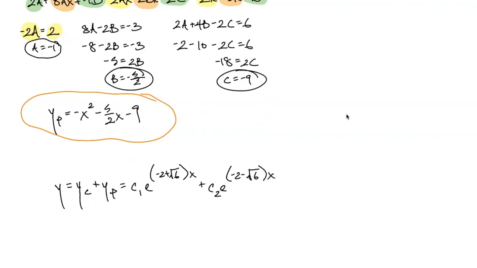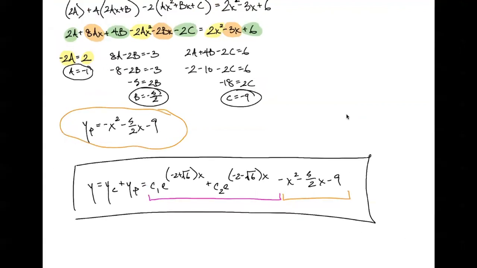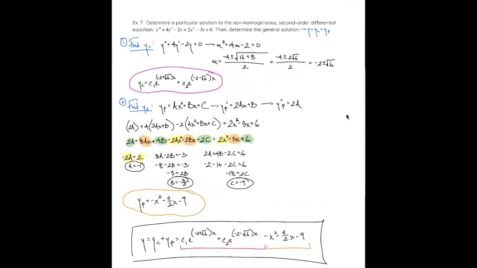That's my complementary part. And then minus x² minus 5/2 x minus 9. And this is the y sub p part. Okay. And once you've got all of that lined up, then you can go ahead and put a box or a circle around that to designate that that is indeed your final answer.